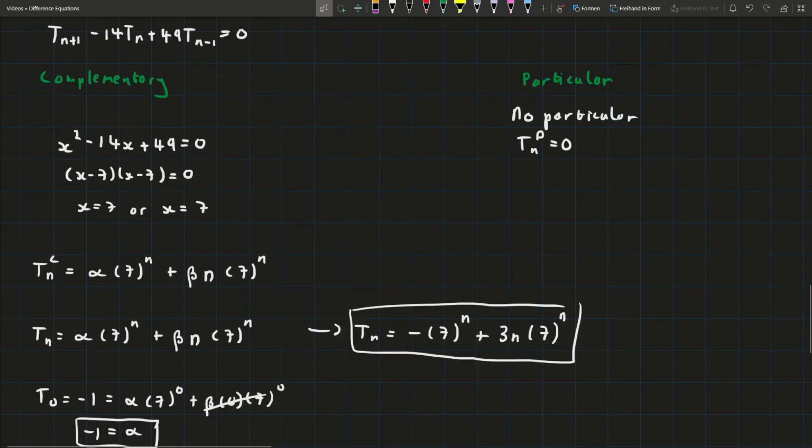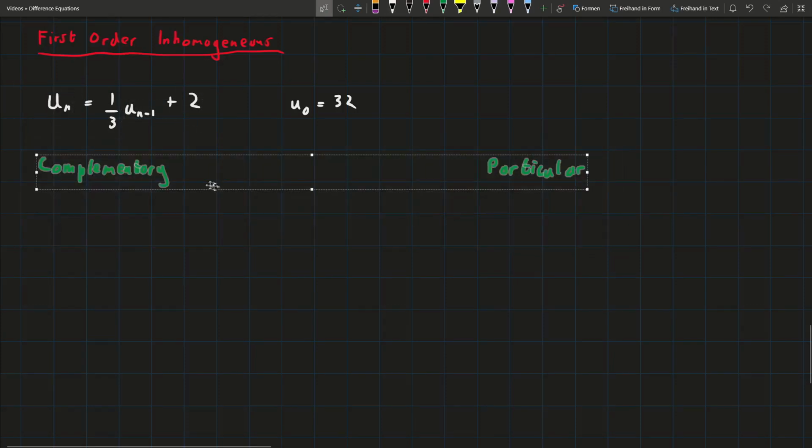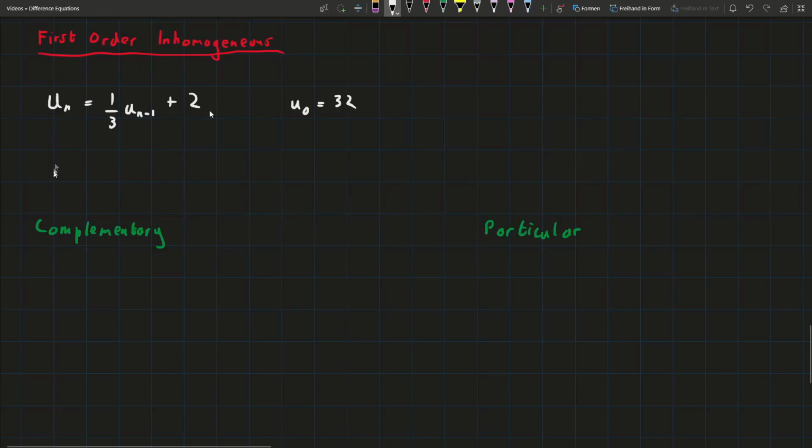So now we're going to look at an example of a first order inhomogeneous one. So same as always, we're going to do complementary and particular. So we're going to start off with the particular. Well, we see, again, it's helpful if we get the un's onto one side and then the other stuff onto the other side. Again, you don't have to do that. But if we do, we'll see it's a bit easier.